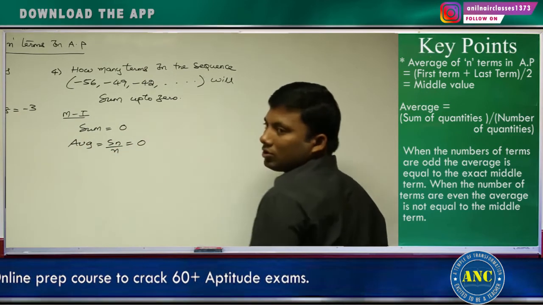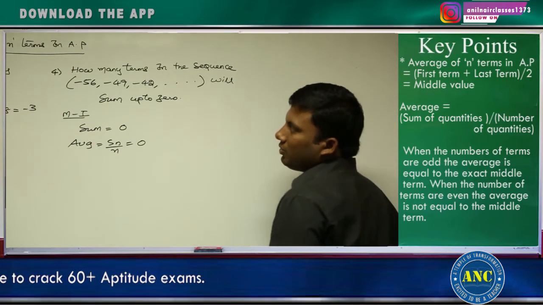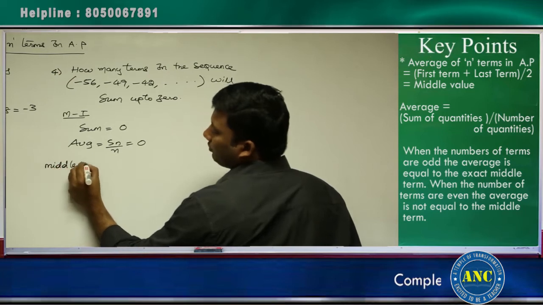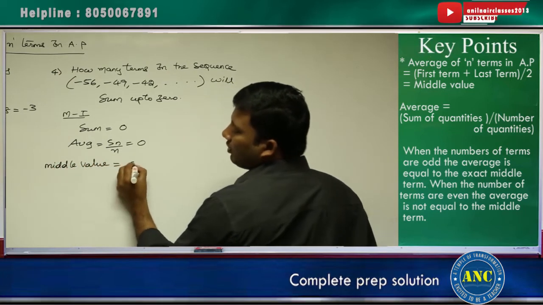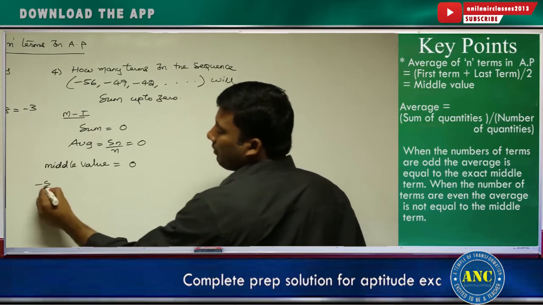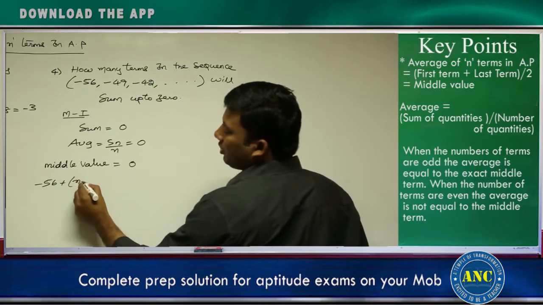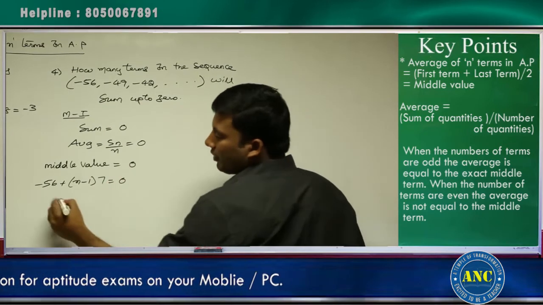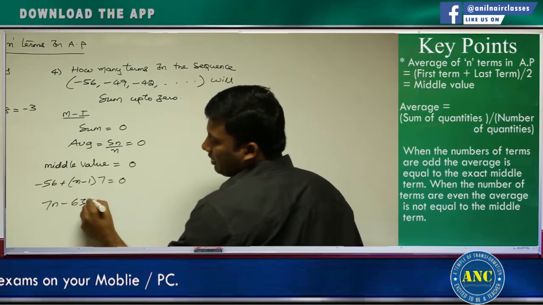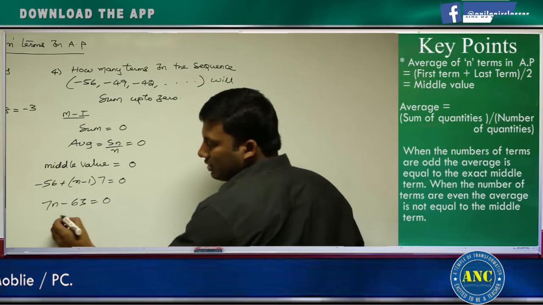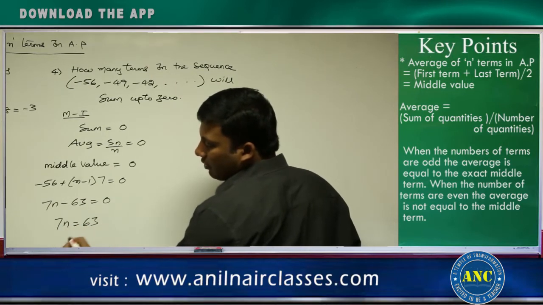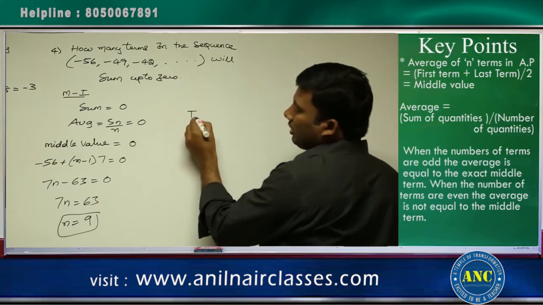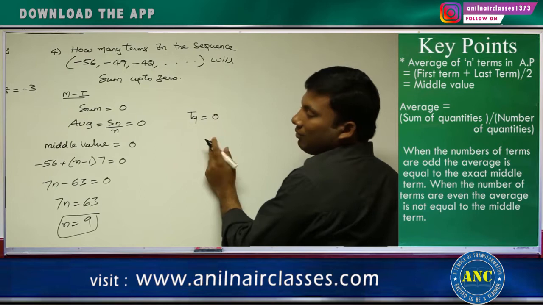Sn is 0, so average will also be 0. Average is the middle value, so the middle value is 0. Middle value is a plus n minus 1 into d. What is the d? D is 7, equivalent to 0. 7n minus 63 equivalent to 0. 7n equivalent to 63. What is the n value? 9. That means T9 is 0. What is T9? The middle value.